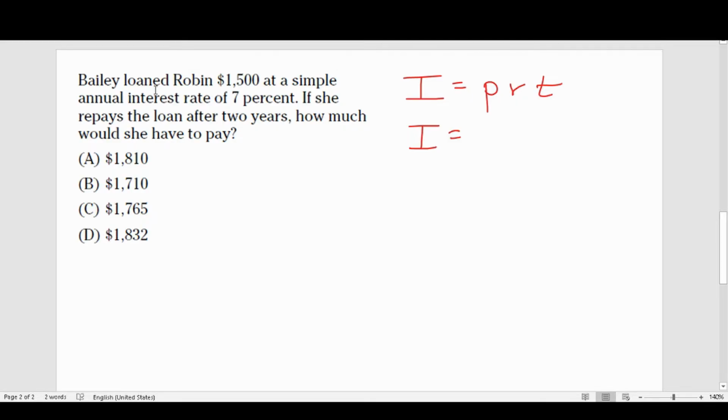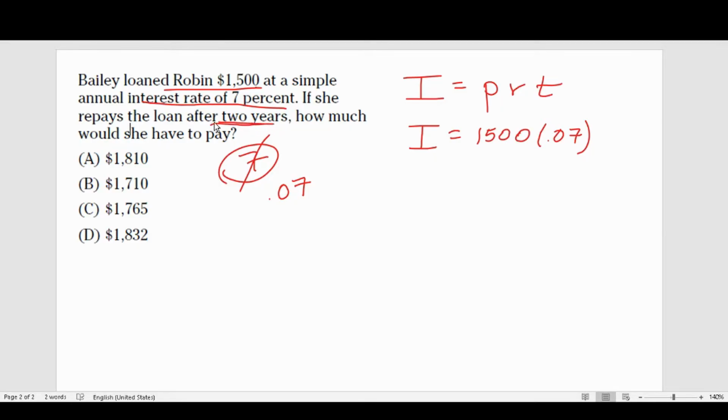We know that the original amount loaned is going to be $1,500, so that's our principal in this case. The rate is 7%. Do not write just 7. Write 0.07. Okay. And the time in this case, unlike the first question, is 2 years. So our time is going to be 2. Let's go ahead and work this out.